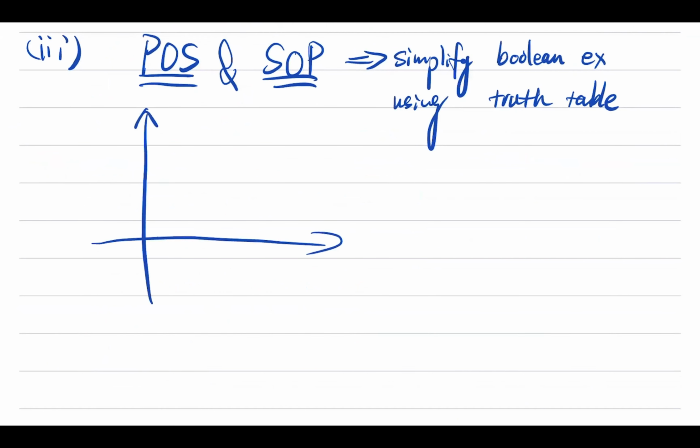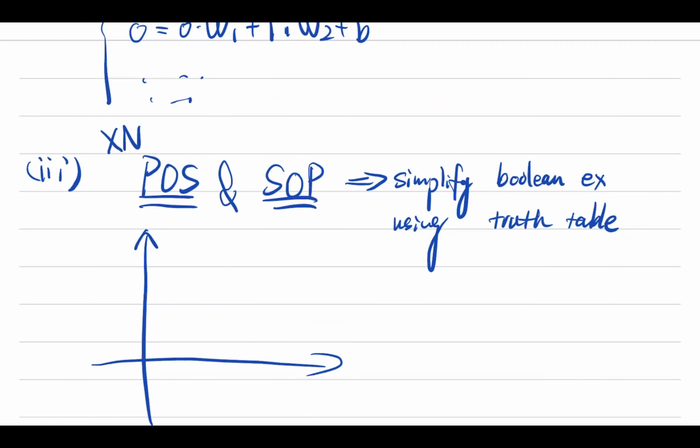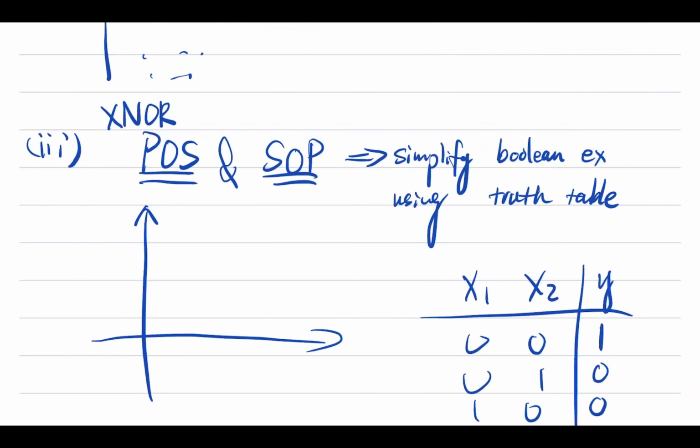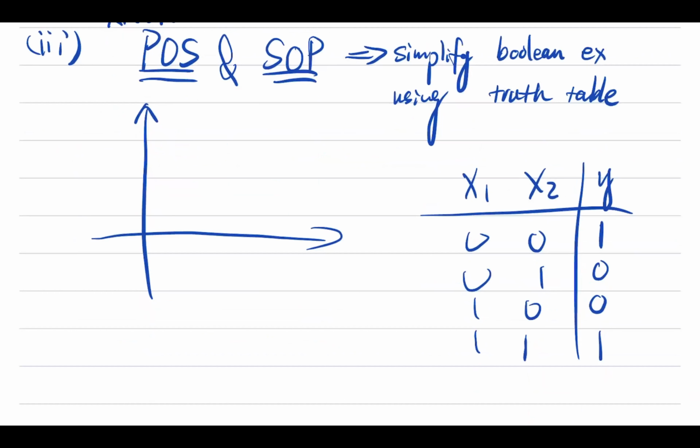because if I graph this on the diagram right here, the third one is XNOR. So the XNOR's truth table looks something like this. X1 and X2: we have 0,0; 0,1; 1,0; 1,1. And XNOR produces 1 when X1 and X2 are the same. So essentially XNOR means not XOR. XOR only produces a 1 when X1 and X2 are not the same, but XNOR produces a 1 when X1 and X2 are the same.